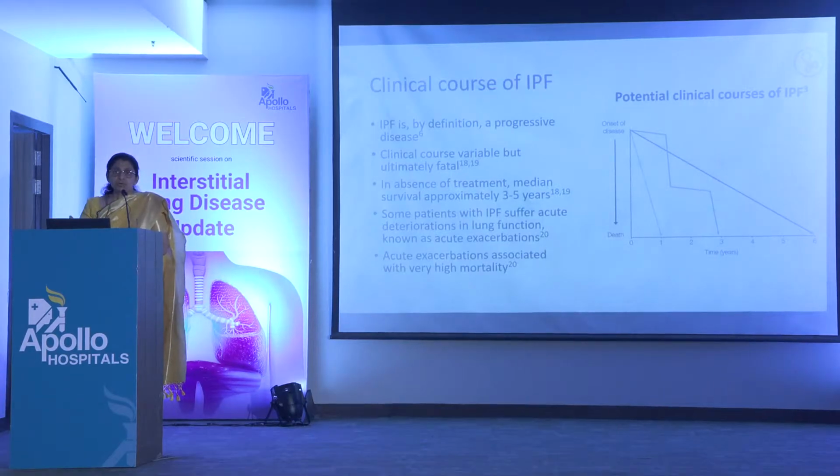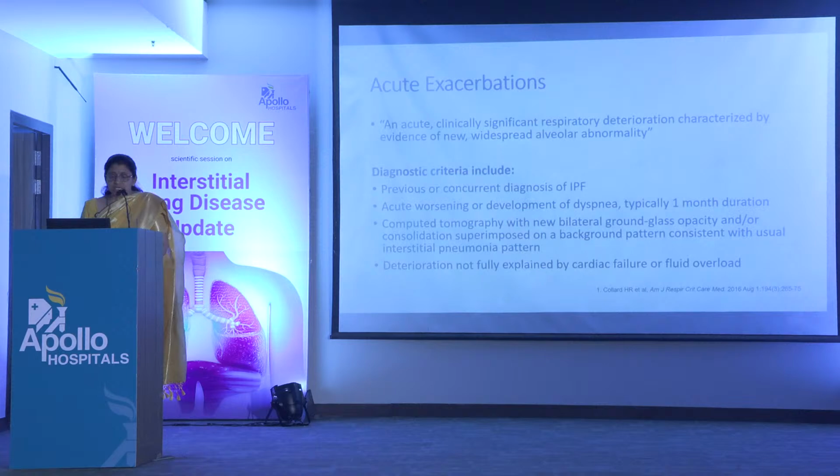What is the clinical course? There is a gradually progressive course in this illness and usually 3 to 5 years is supposed to be the lifespan. Some people deteriorate much faster than others, and this deterioration we will be able to judge by looking at the CT scan and by looking at the lung function test.